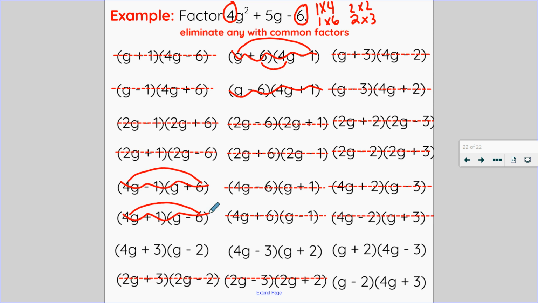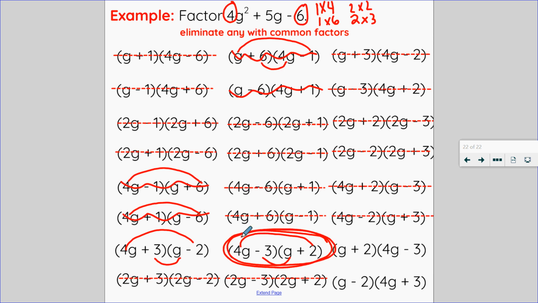So let's see, did I get rid of them all? I did. So now I'll go to my next kind of combination. I'm going to get the numbers a little bit closer together. So for example, 4 times negative 2 is negative 8, plus 3 is negative 5g. So I'm close. I'm at my 5g, but I want it to be positive. So I'm going to try that same combination, but I'm going to flip around the signs. So now I have 4 times 2 is positive 8g, take away 3g, and that is my 5g. So I know that this combination is the one that works.